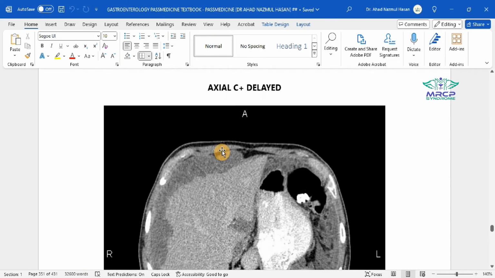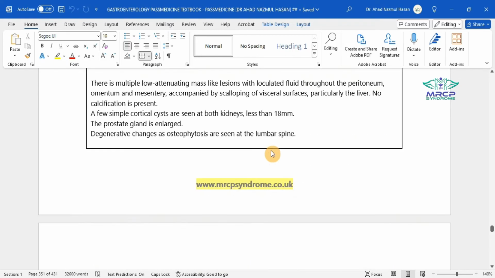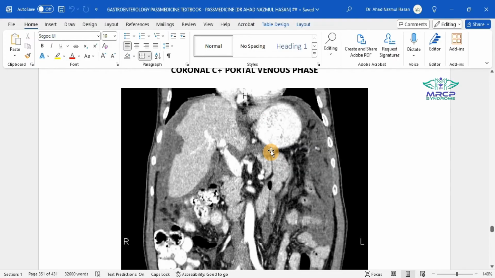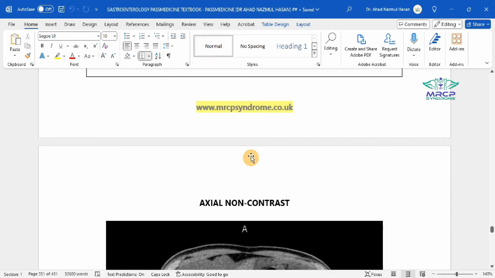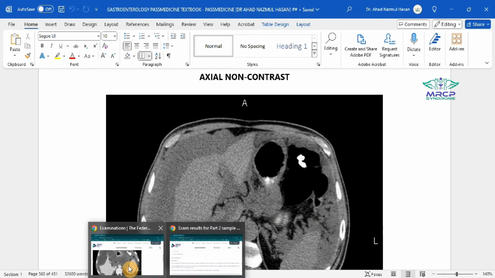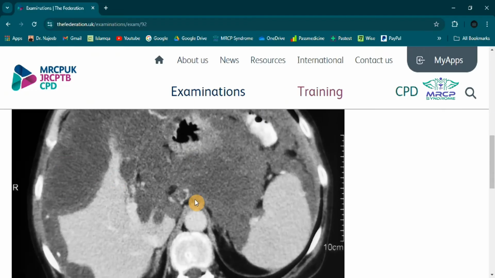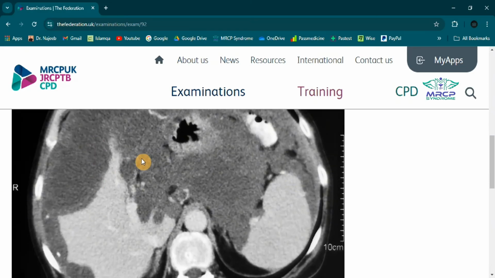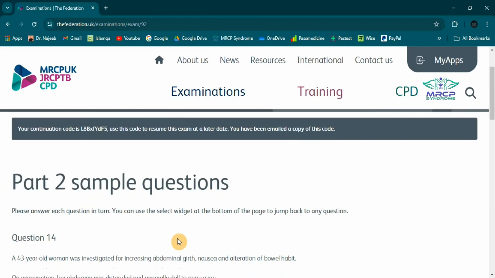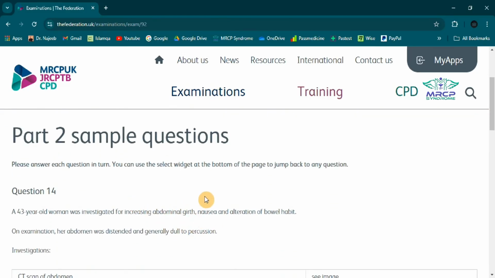The same picture in axial contrast, portal venous phase, shows the compression and the multiple loculations. The same picture in axial contrast, delayed phase. And this is coronal contrast, portal venous phase. You can also see the compression and hypoattenuated, multiple loculated collections. This is the sagittal contrast, portal venous phase. This picture is a little bit atypical, but you can memorize this type of picture. Whenever there is a hypoattenuated collection with multiple lobulations compressing the organs of the peritoneal cavity, with increasing abdominal girth, nausea and alteration of the bowel habit, the most likely diagnosis is pseudomyxoma peritonei.